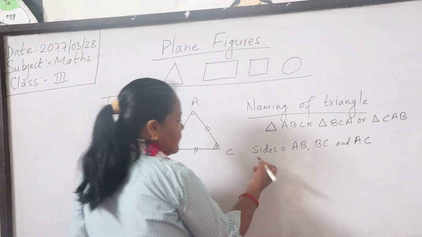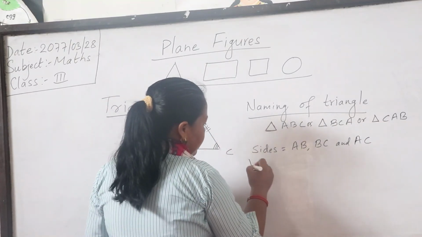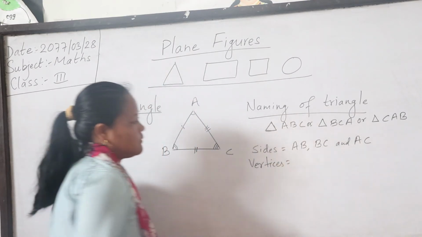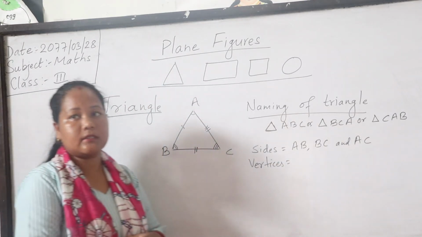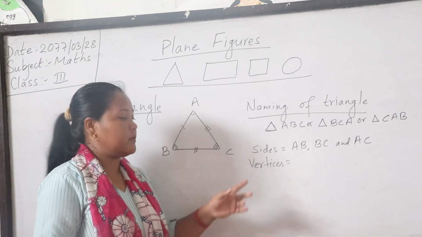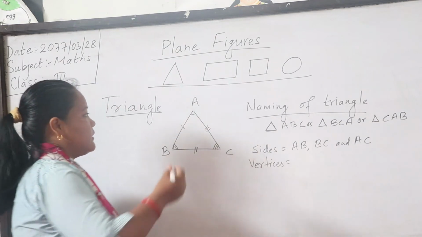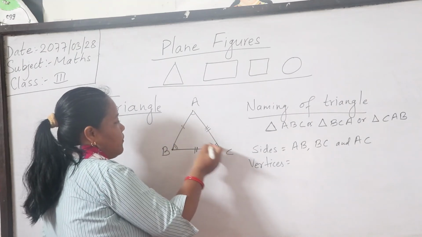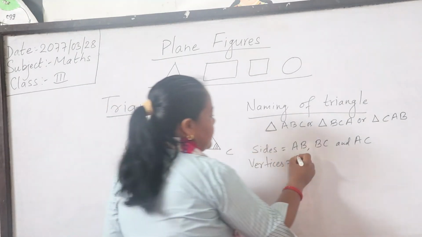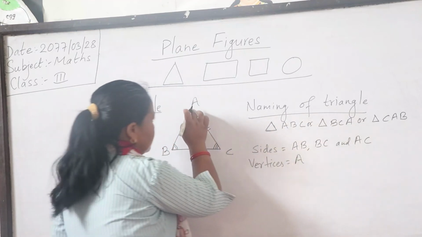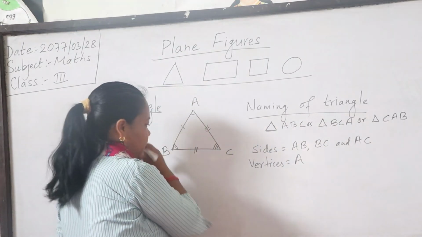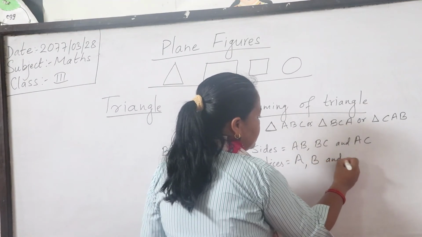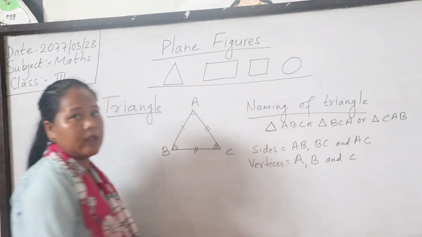And vertices. Single is vertex and its plural form is vertices. A triangle has three vertices. A point is A vertex, B point is B vertex and C point is C vertex.